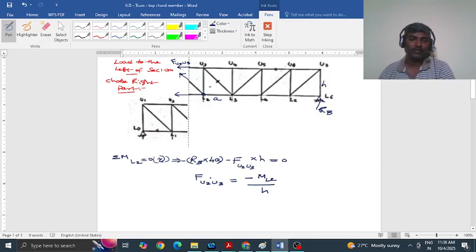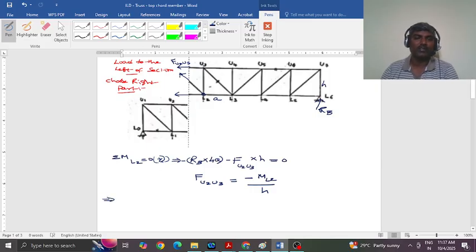Now you see when the load is to the left of the section, the force in this member U2 U3 is proportional to the moment at this point. If you want the exact value, it is the moment divided by the height of the truss. So the force in the member is following the bending moment at this joint L2. Right. Now go for the other part of the truss.